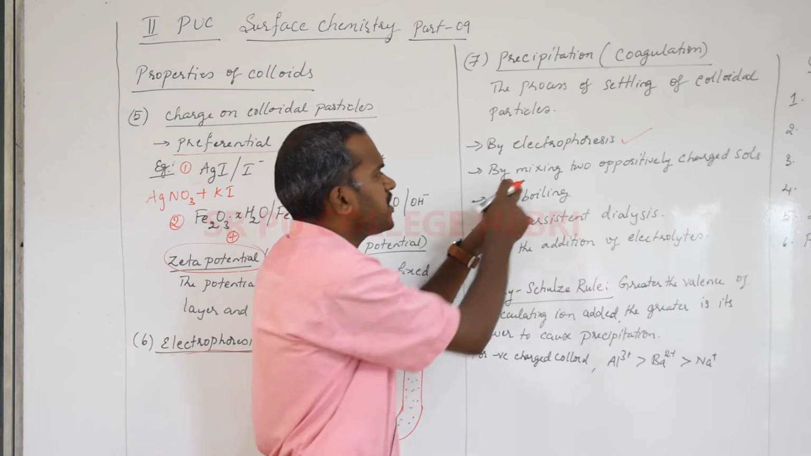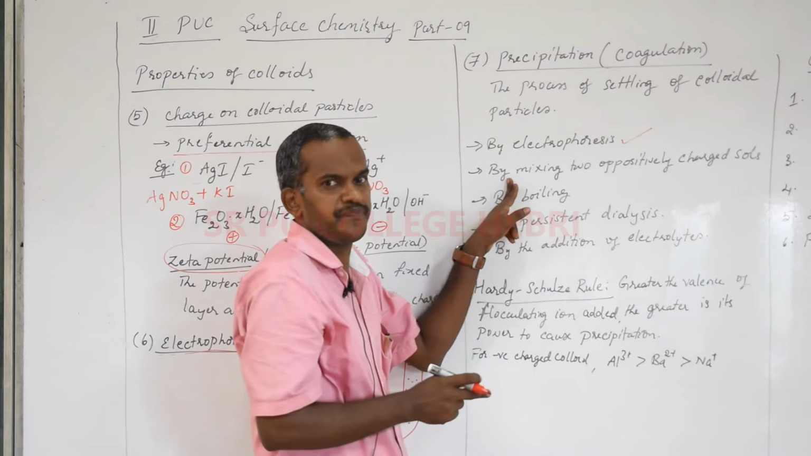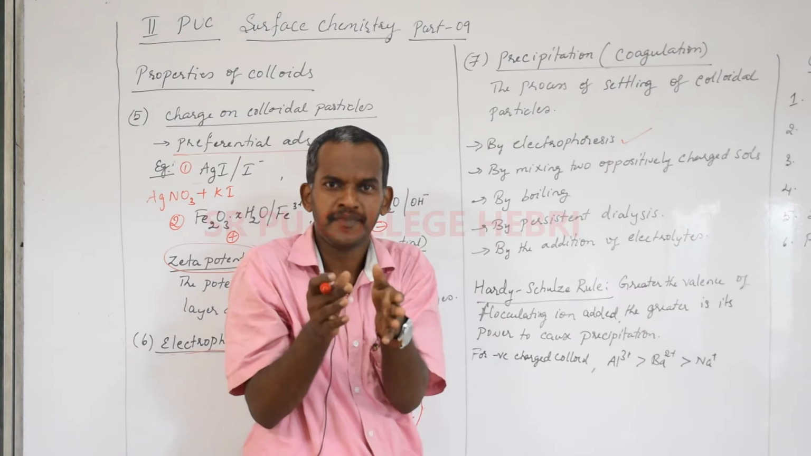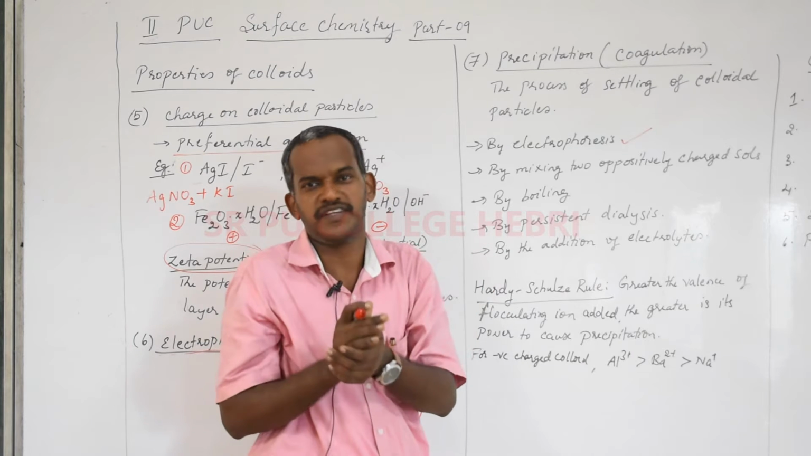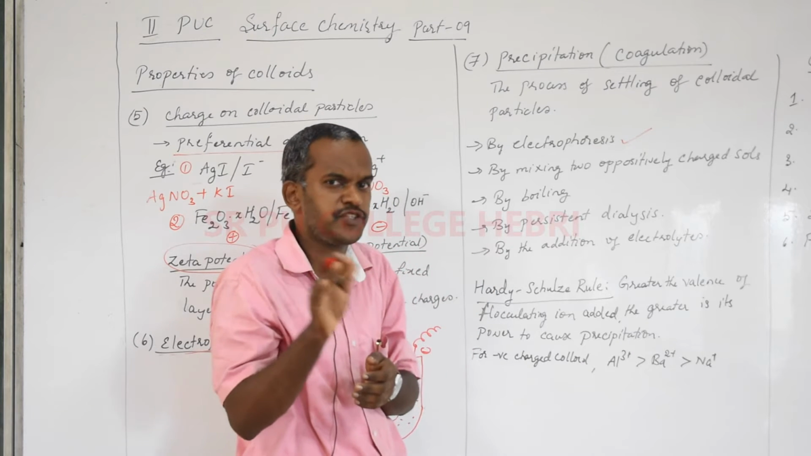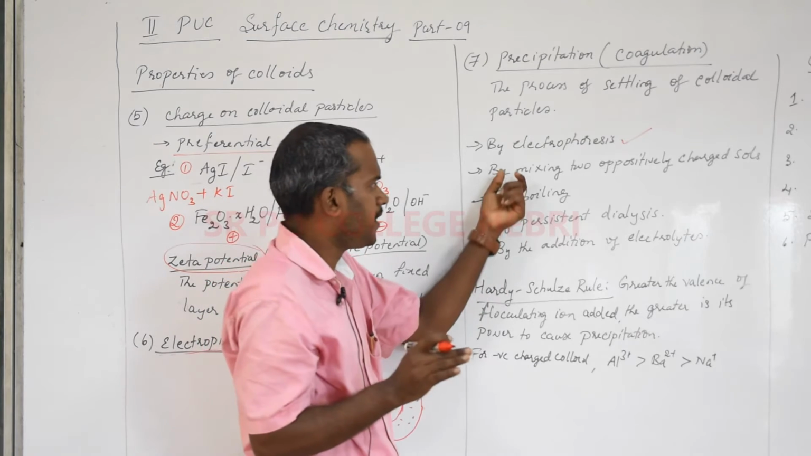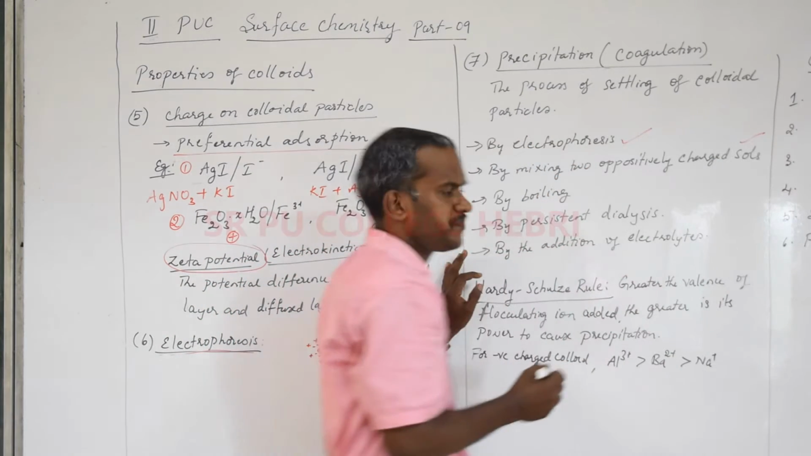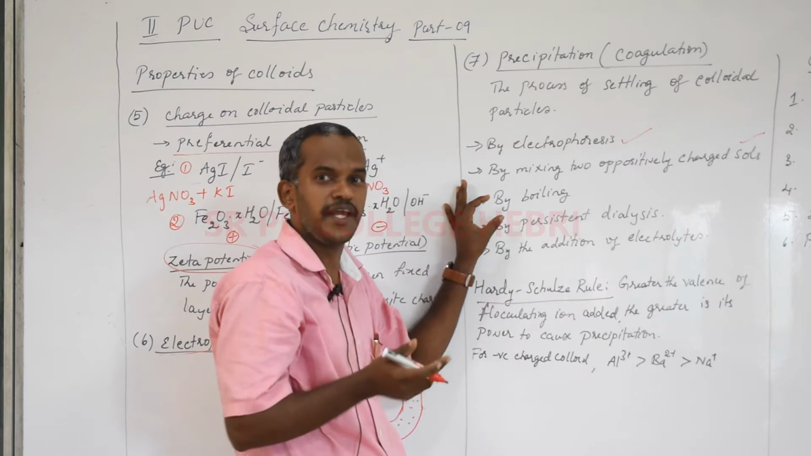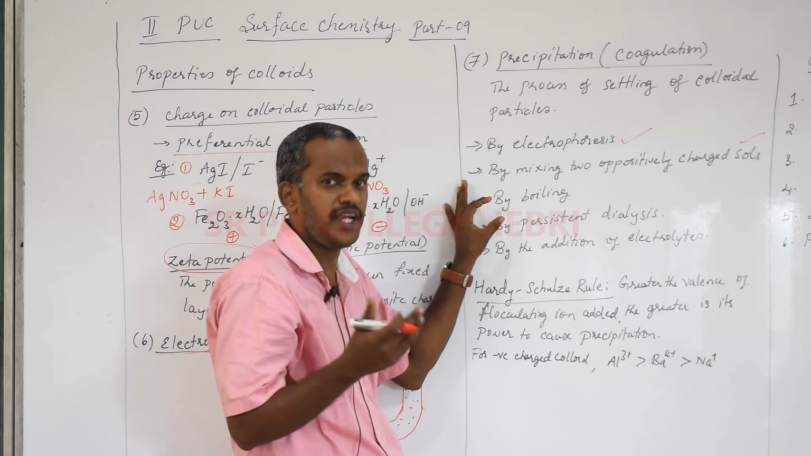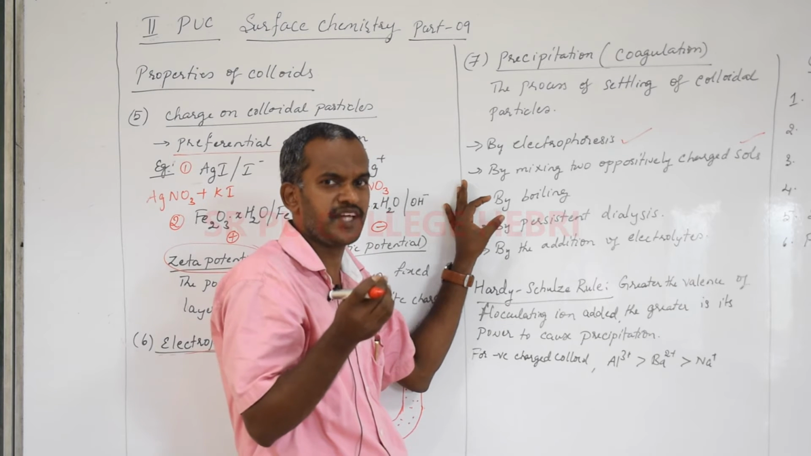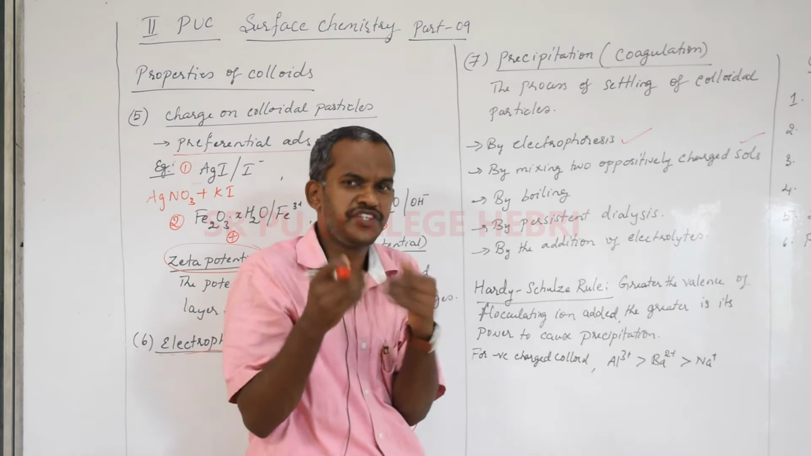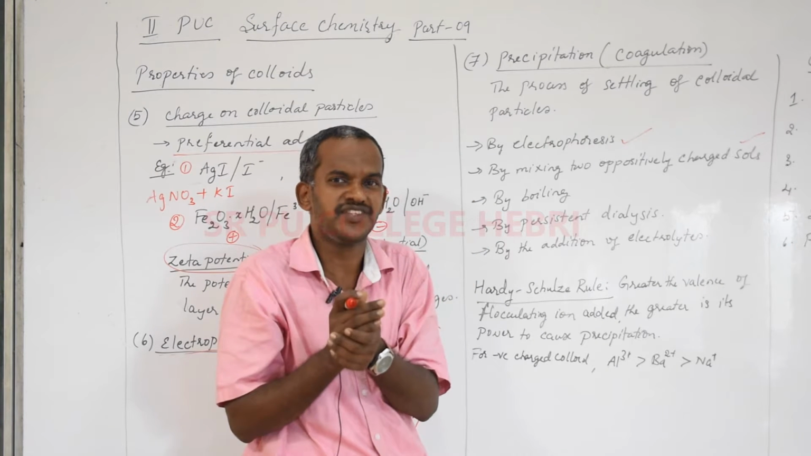Second one, by mixing two oppositely charged salts. If you have a positively charged colloid and a negatively charged colloid and you mix them, there also neutralization of charge happens, and precipitation happens due to neutralization. I told you it can be done by mixing two oppositely charged salts or colloids. The third one is boiling. If you take a colloid and boil it continuously, I can give you a very simple example. Any fruit juice is an example of a colloid. And suppose you boil a fruit juice, what happens? It will be spoiled.